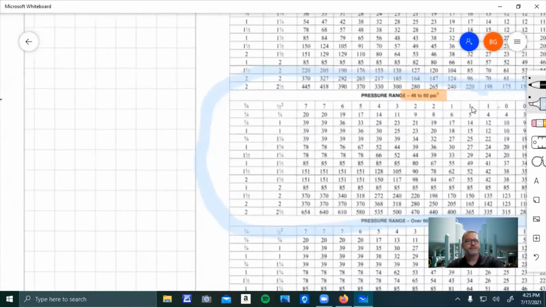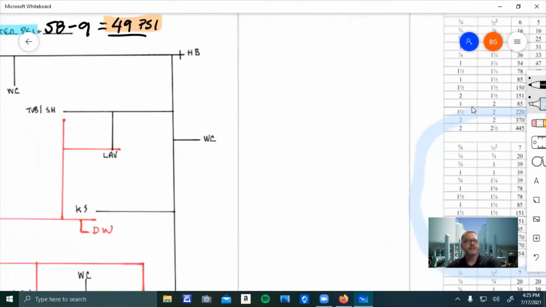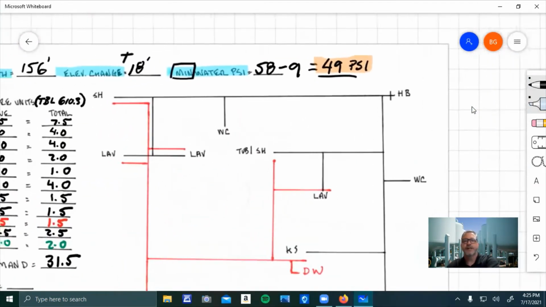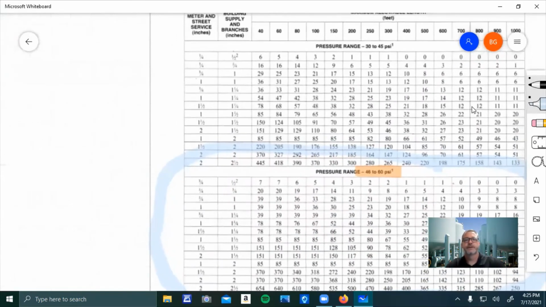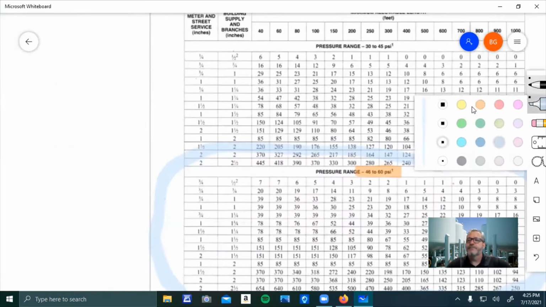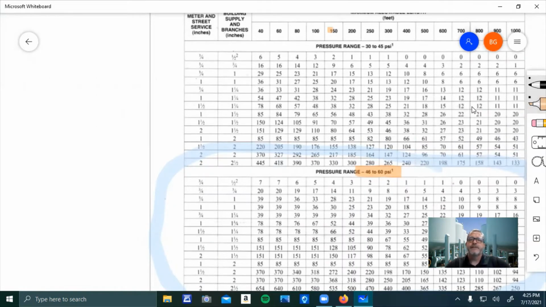So that's our pressure range. What was our distance? Does anybody remember what the distance was? Let's take a look. It says 156 feet. So now we have 156 feet. Well, we have 150 here. Does that work? No, because we have 156. So we have to go up to the next column, which is 200. Now, this is where we're going to be, right in there.